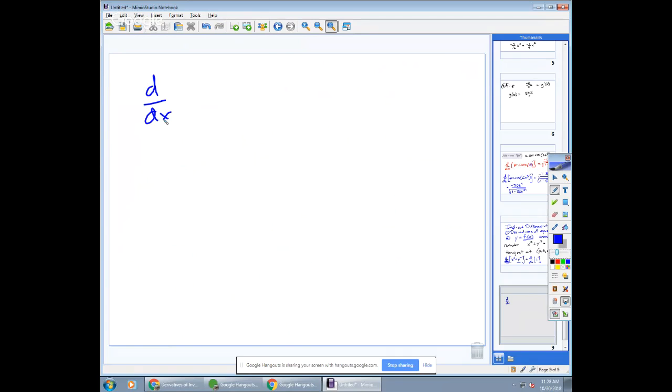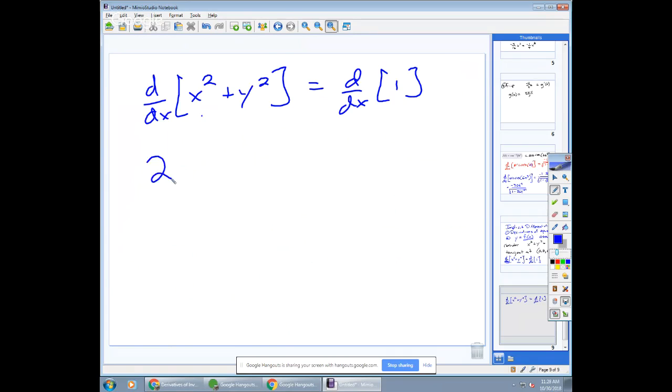So the derivative with respect to x of x squared plus y squared, and then on the other side, the derivative with respect to x of 1. On the left side, we have a rule that says we can break a derivative over a sum, so we can take the derivative of x squared separate from y squared. What's the derivative of x squared? 2x. Plus the derivative of y squared. At first glance, it is 2y, but the chain rule says y is a function, so you have to multiply by its derivative, y prime. That's all the chain rule says there.